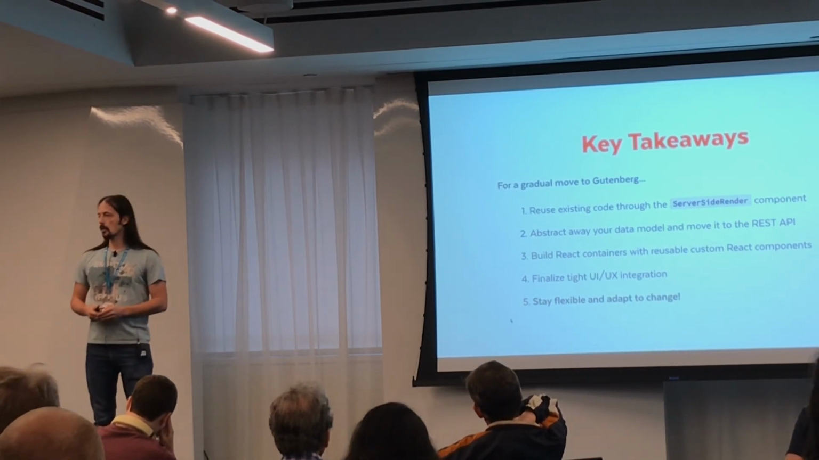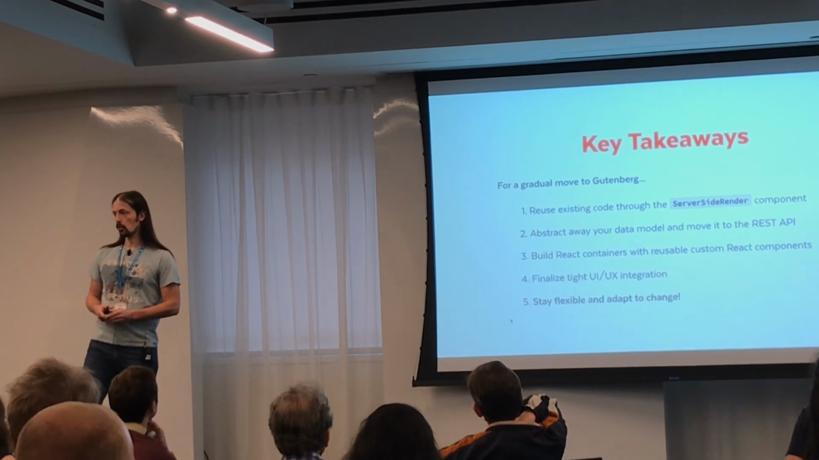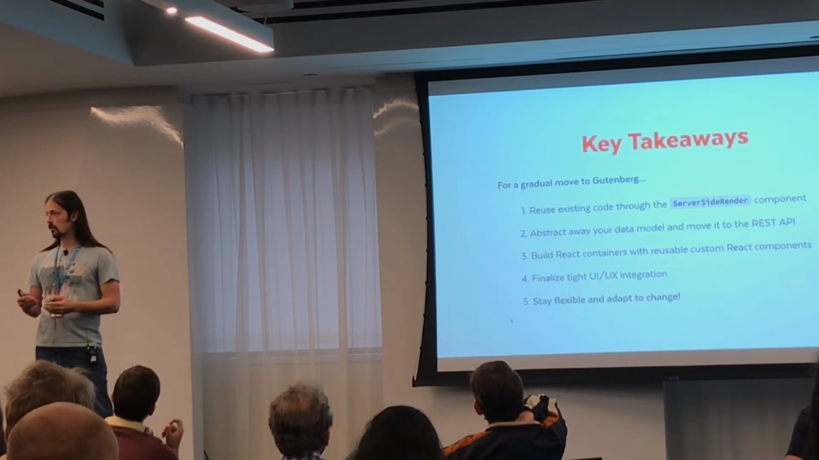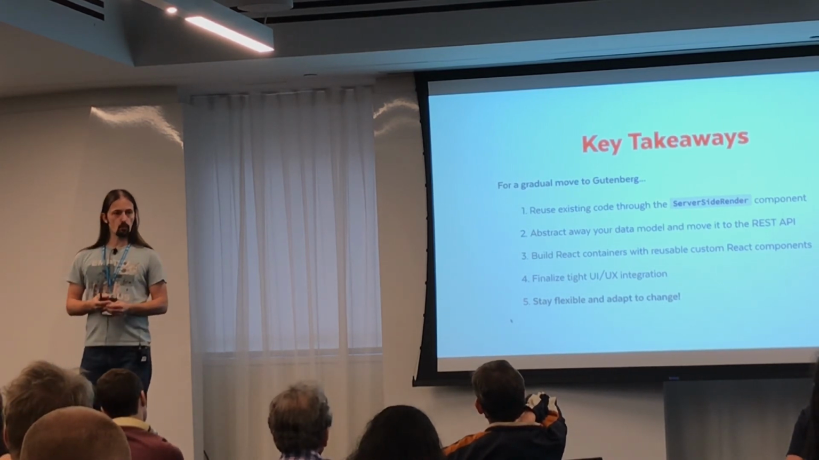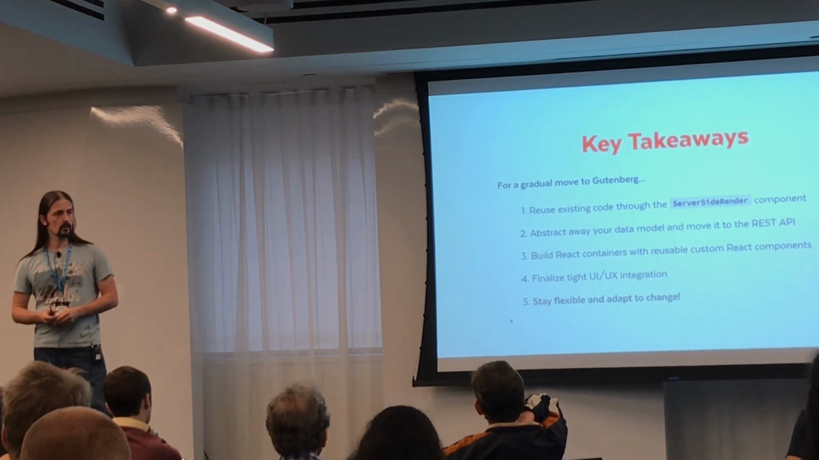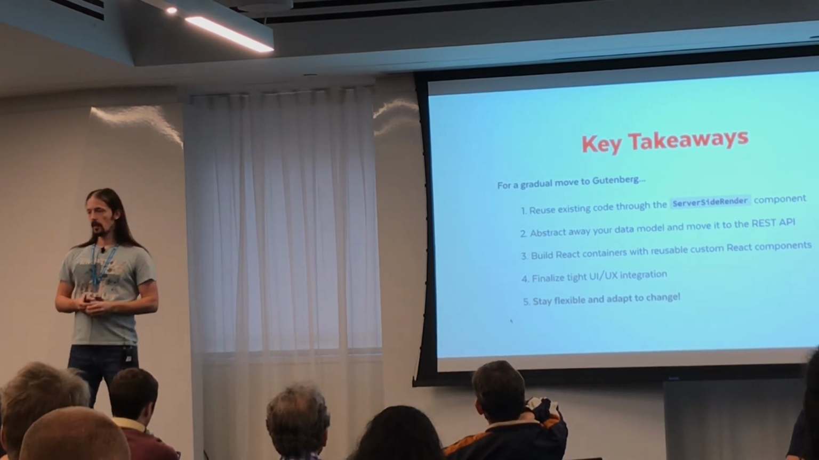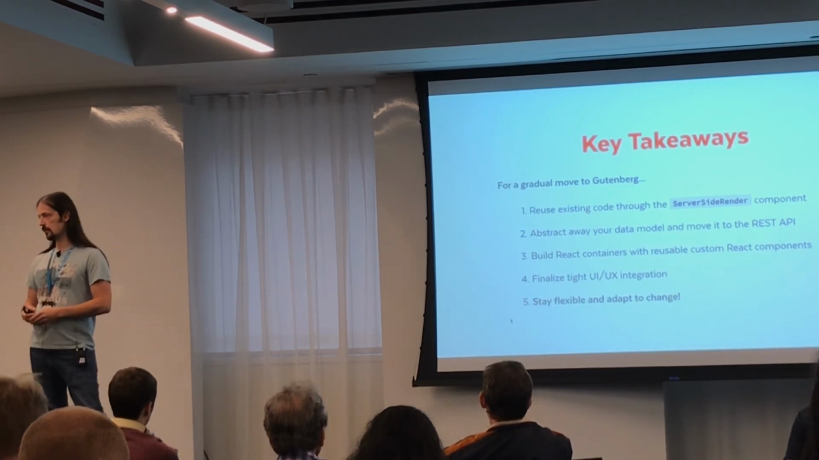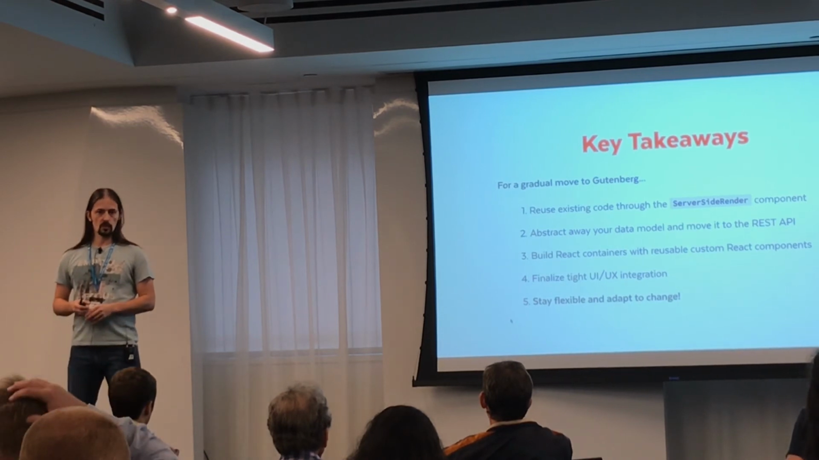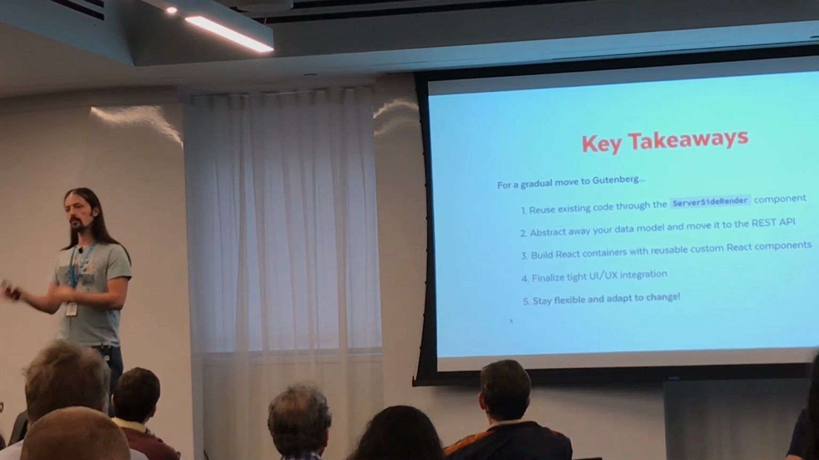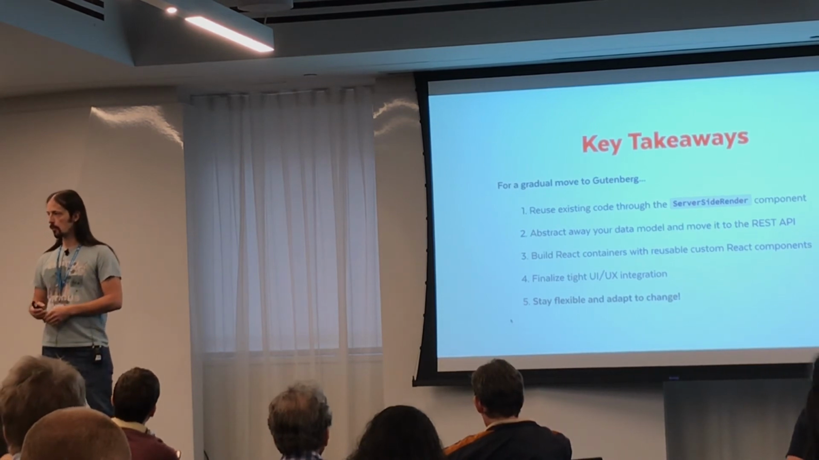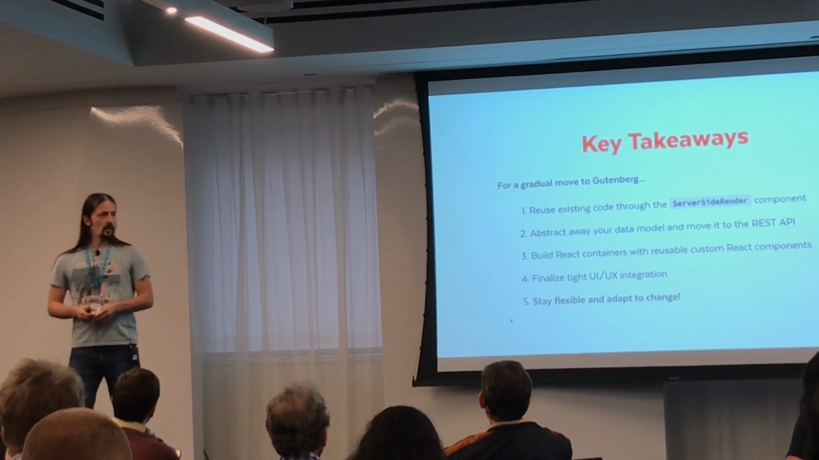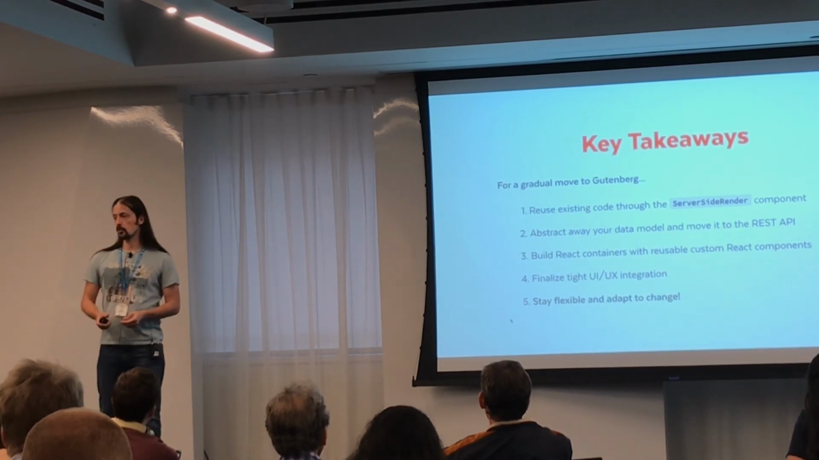Then extract away your data model and move it to the REST API. The REST API is one of the requirements of Gutenberg. Build React containers so that you can have reusable components that work on Gutenberg and non-Gutenberg admin pages, for example. And then as last step, finalize the tight user interface, user experience integration. Make sure that you're not just having the same old code in JavaScript, but make the best use of Gutenberg and seize the opportunity to really rethink your user experience. And all the time stay flexible and adapt to change.